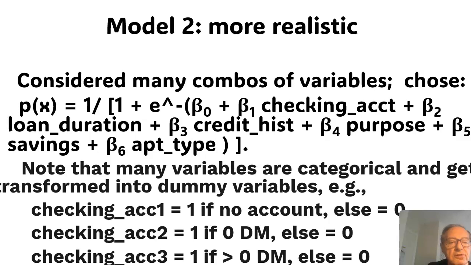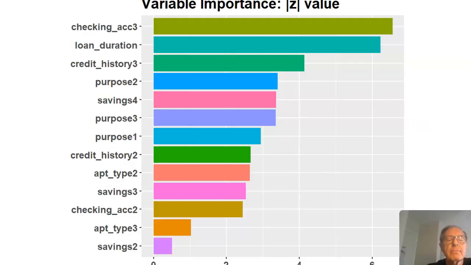I chose these 6. And note that because many of these variables are categorical, they need to be transformed into dummy variables. So the checking account is going to be transformed into these 3 dummy variables so they can be input into the regression. With the logistic regression, I was able to compare the variable importance using the absolute value of the z for each variable. A large checking account is most important, followed by loan duration, and so on.